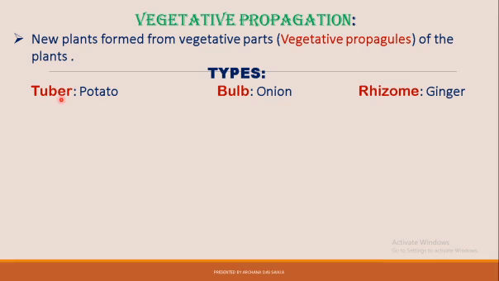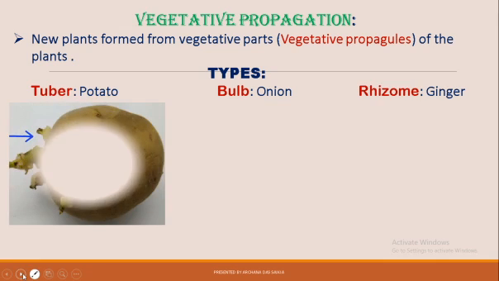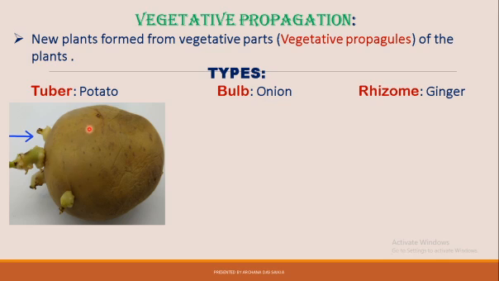Now, tuber, which is a type of vegetative propagule, is actually the underground stem of the plant, as we see in potatoes. Here a picture of potato is given, which we very often come across. The potato has certain eyes here. As I am pointing out, these eyes are buds present within this structure, which is the underground stem.